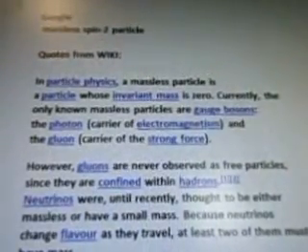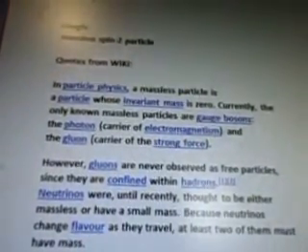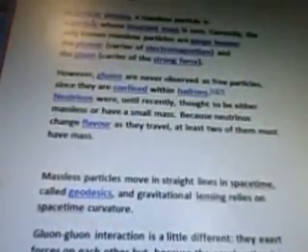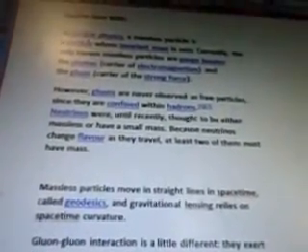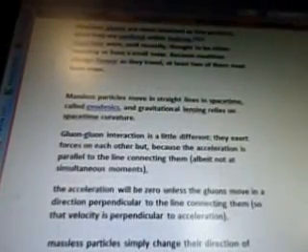In particle physics, a massless particle is a particle whose invariant mass is 0. Currently, the only known massless particles are gauge bosons, the photon, carrier of electromagnetism, and the gluon, carrier of the strong force. However, gluons are never observed as free particles since they are confined with hadrons. Neutrinos were until recently thought to be either massless or have a small mass. Because neutrinos change flavor as they travel, at least two of them must have mass.